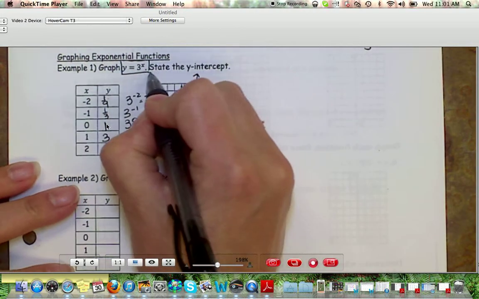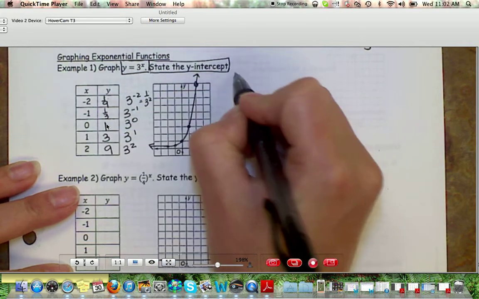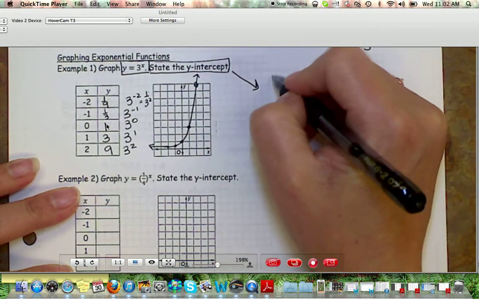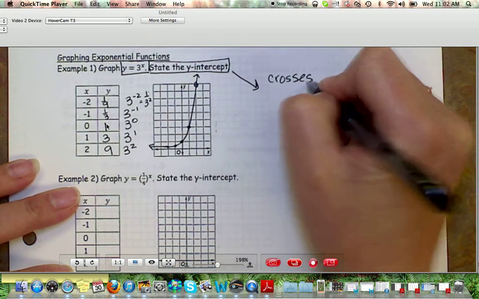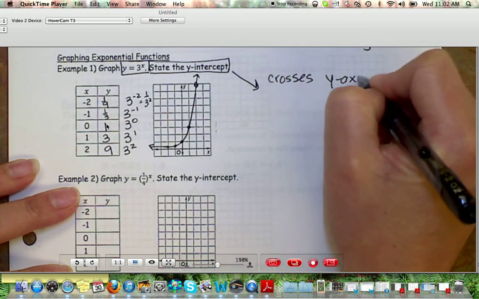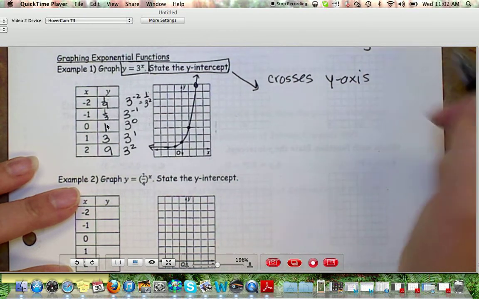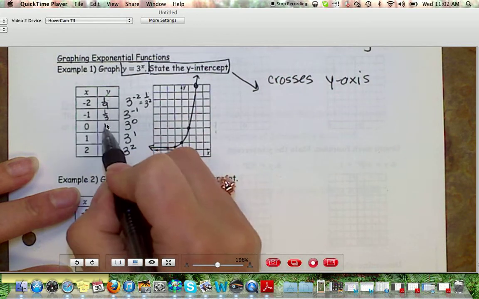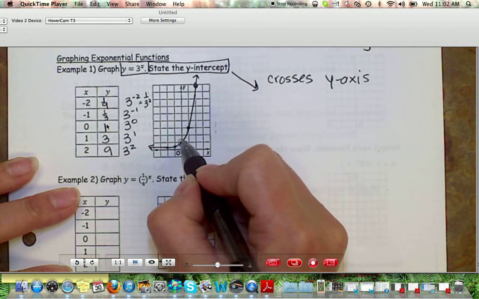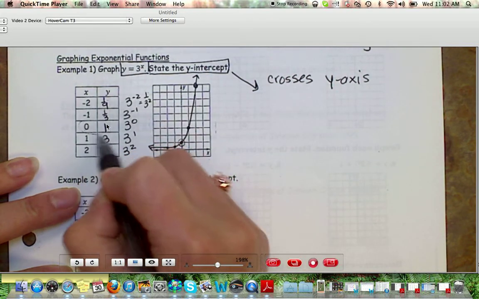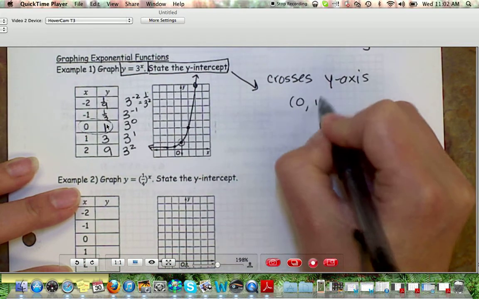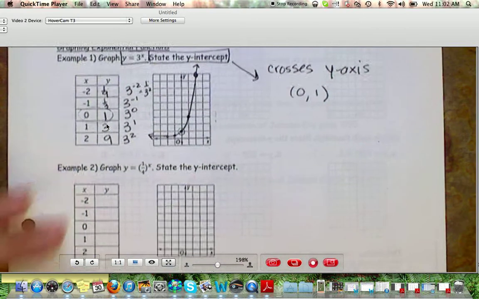Then it says state the y-intercept. So the y-intercept is the place where it crosses the y-axis, which is 0, 1. You can see it here. You can also see it here in the table, 0, 1. Okay, that's going to be your y-intercept.